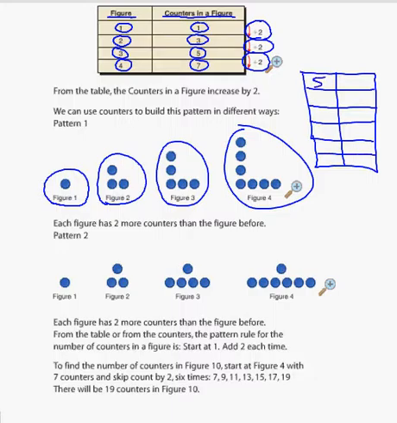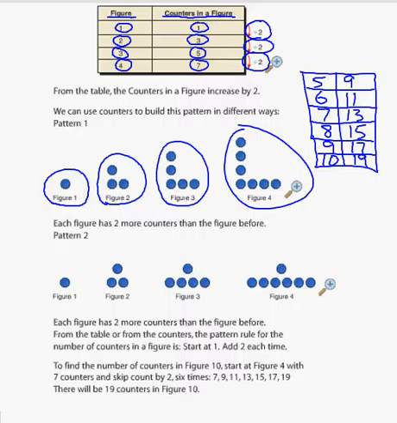And then how many would be in there? Well, it would be 7 plus 2, right? Because figure 4 has got 7 counters. Figure 5 is going to have 2 more counters than 7. And that's 9. Figure 6 should have 2 more than 9. That would be 11. Figure 7 would have 2 more than 11. That's 13. Figure 8 is going to have 2 more. That would be 15. Figure 9 should have 2 more. That's 17. And figure 10 should have 19 counters.